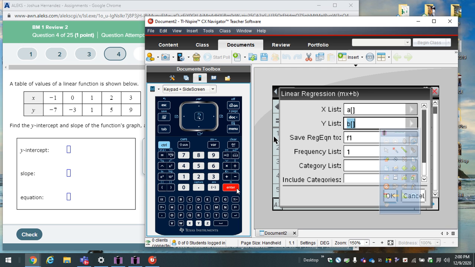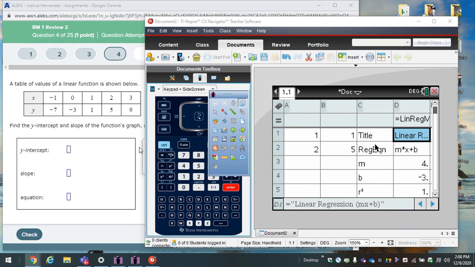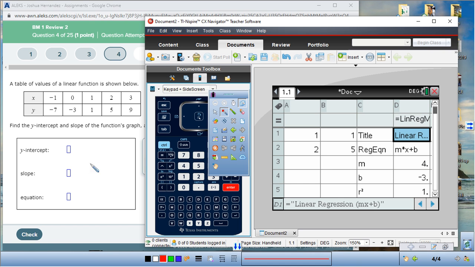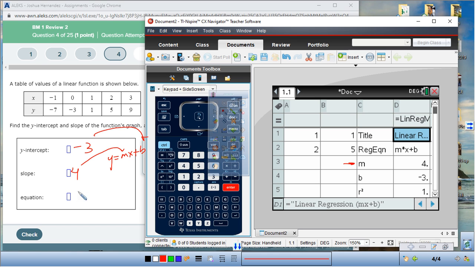Control this. Enter, enter. And now, look at what the question's asking you. Y-intercept, your B. Slope, here. Equation, well, combine it. Now, what's my slope in this situation? Slope would be 4. That's my M. What's my y-intercept? Negative 3. Remember, the formula of this equation is y equals mx plus b. So I'll just plug in my values where they go. So I'm going to have y is equal to 4x minus 3.